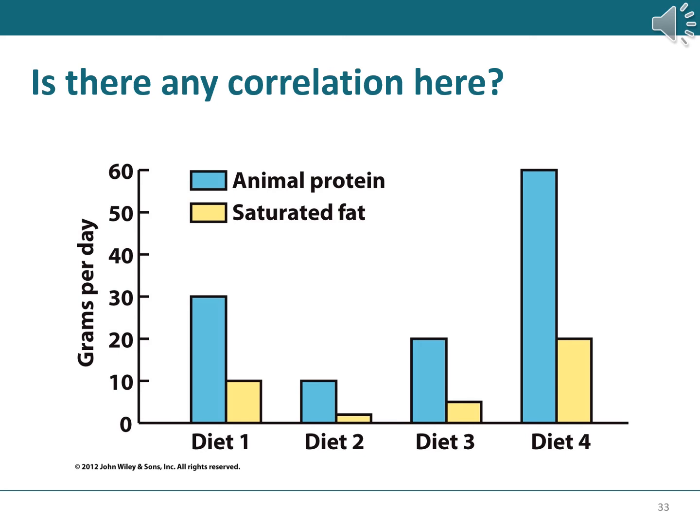For this chart here, you have the diets of 4 different people, and of all the nutrients that they consume, we're just going to take a look at the animal protein and their saturated fat intake. Now, the blue bar represents animal protein, and the yellow bar represents the amount of saturated fat in the diet. Now, is there any correlation that you notice here?